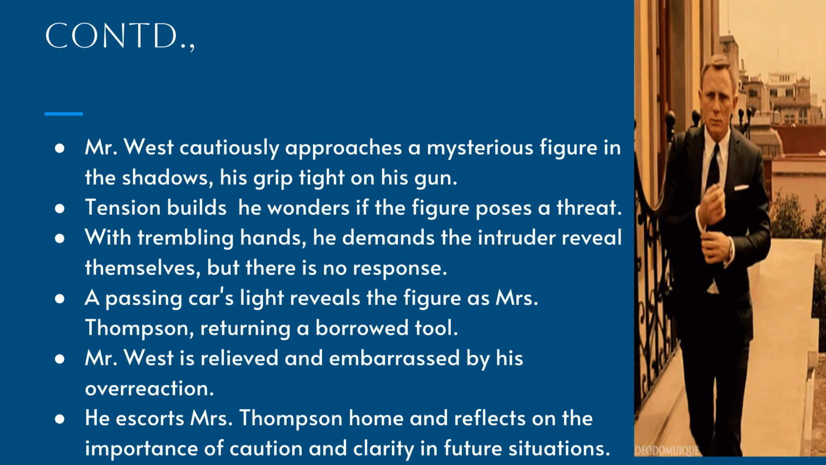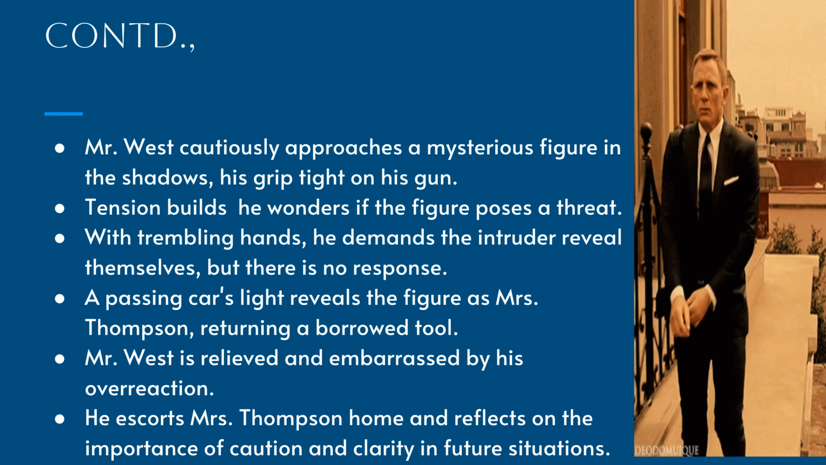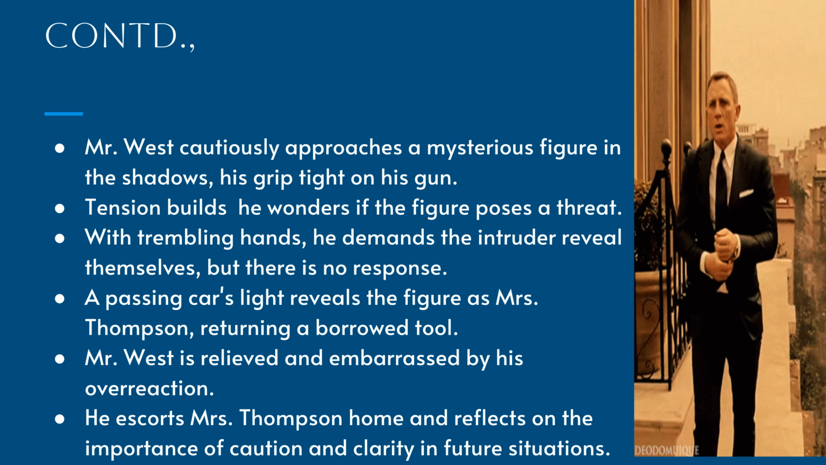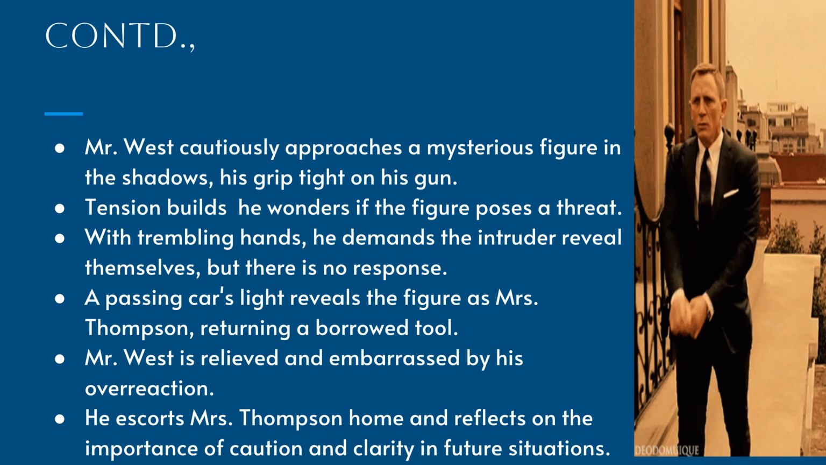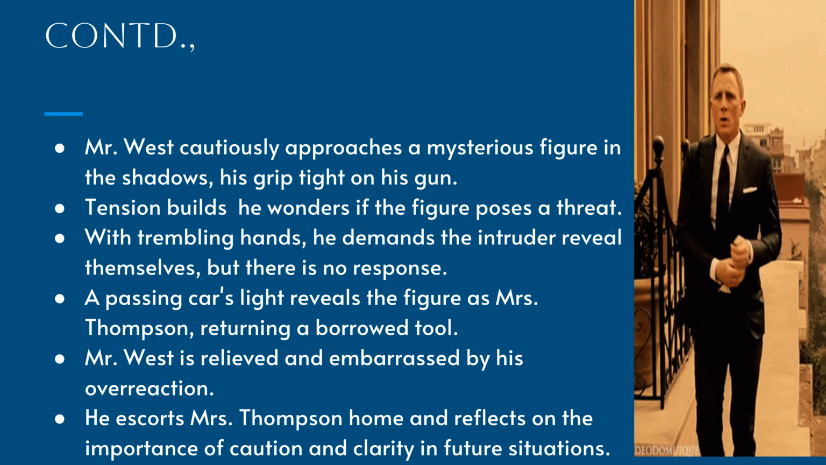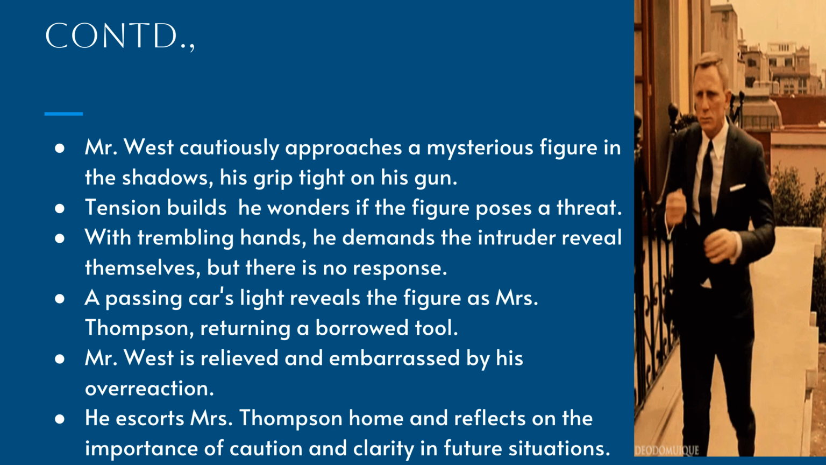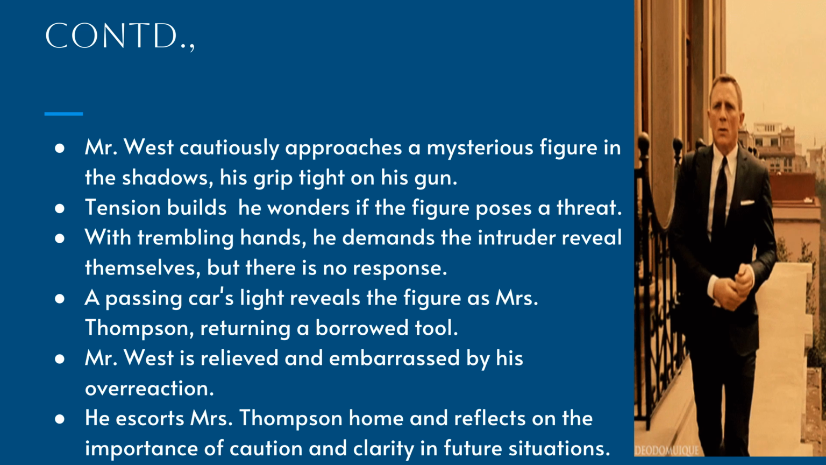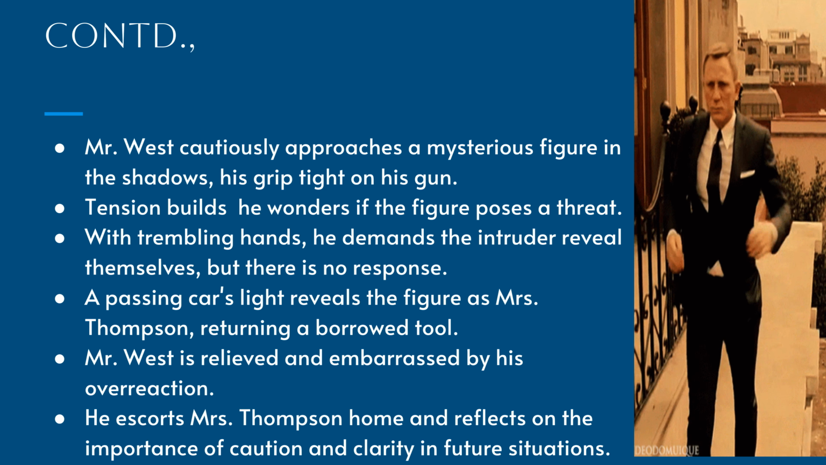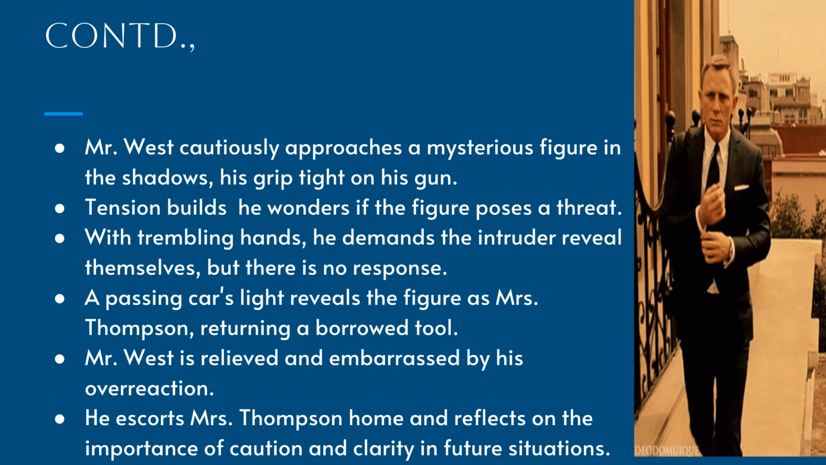Mr. West cautiously approaches a mysterious figure in the shadows, his grip tight on his gun. Tension builds. He wonders if the figure poses a threat. With trembling hands, he demands the intruder reveal themselves, but there is no response. A passing car's light reveals the figure as Mrs. Thompson, returning a borrowed tool. Mr. West is relieved and embarrassed by his overreaction. He escorts Mrs. Thompson home and reflects on the importance of caution and clarity in future situations.